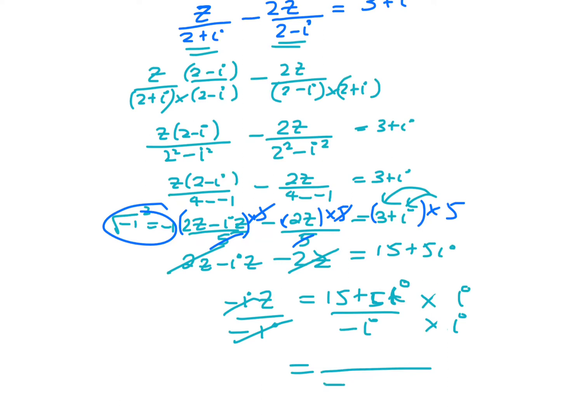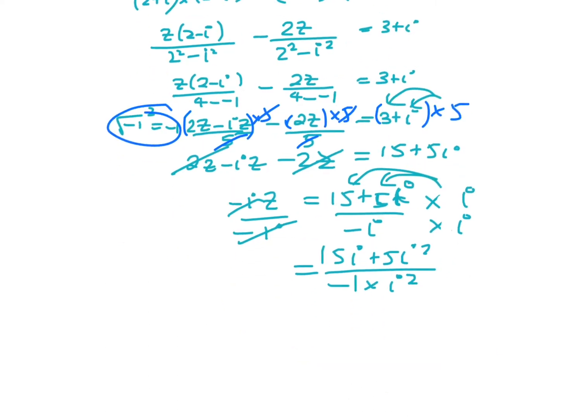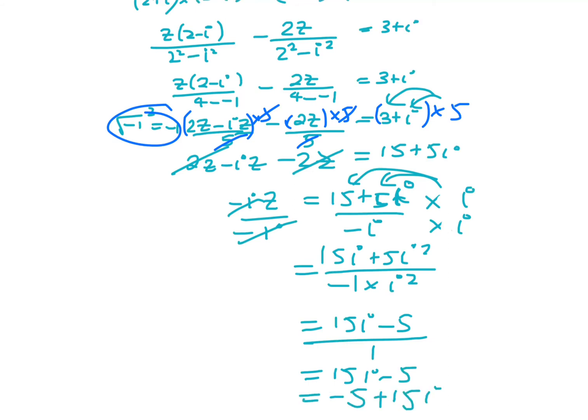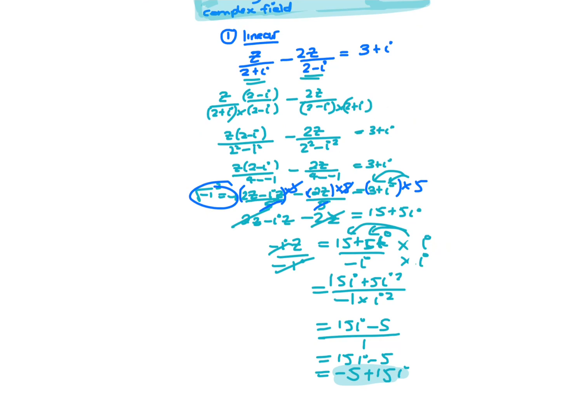So I get minus 1 times i is i squared, all over 15i, because it's 15 times i, plus 5 times i squared, which is 15i minus 5, over minus 1 times i squared is 1. So it's 15i minus 5, or minus 5 plus 15i, because you have the real and the imaginary part there. So for a linear, you're basically just making z the subject of the formula.